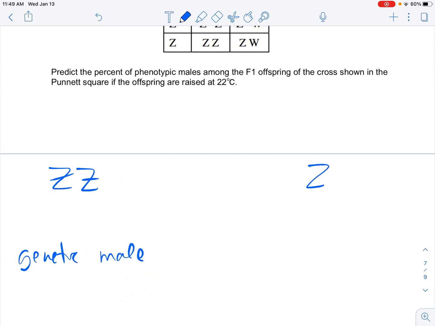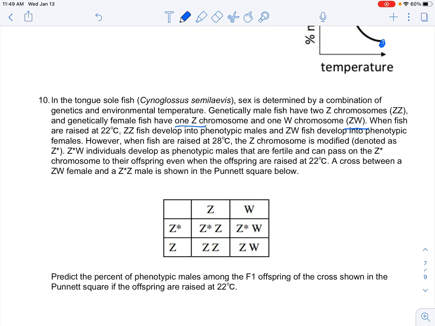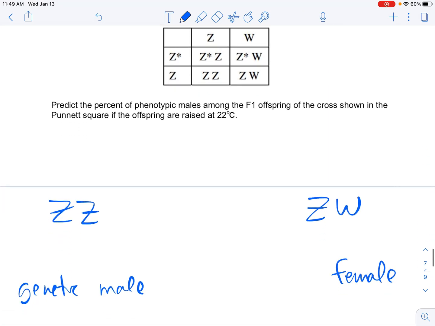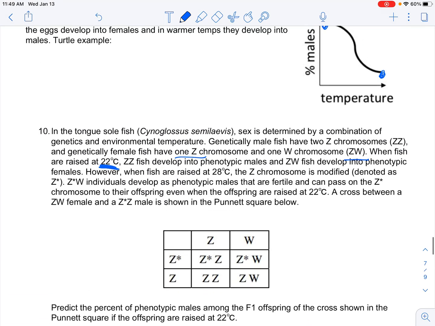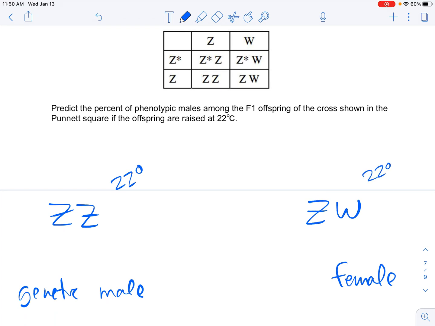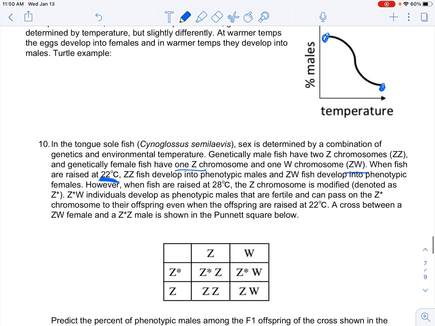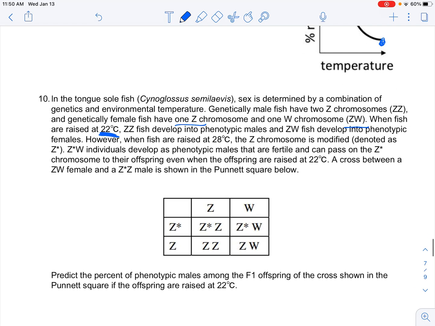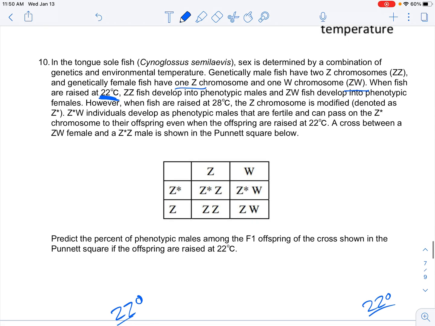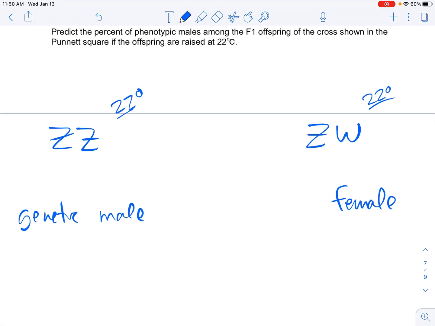I'll move this here. When fish are raised at 22 degrees, ZZ fish develop into males, and ZW fish develop into females. So if that's their genotype, that's what their phenotype will be if they're at that temperature. However, when fish are raised at warmer temperatures, the Z chromosome is modified into a Z asterisk. Z asterisk W fish develop into phenotypic males.